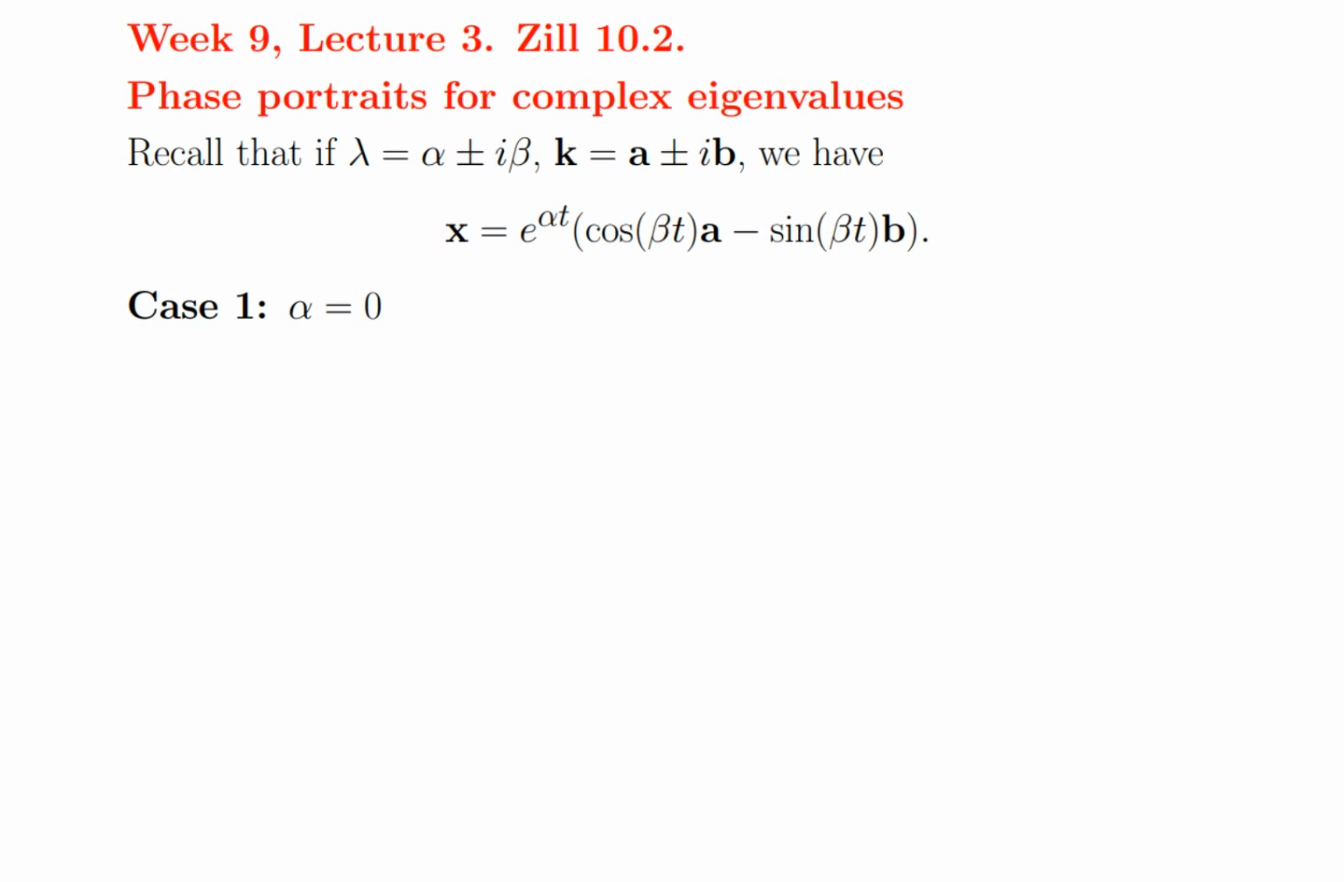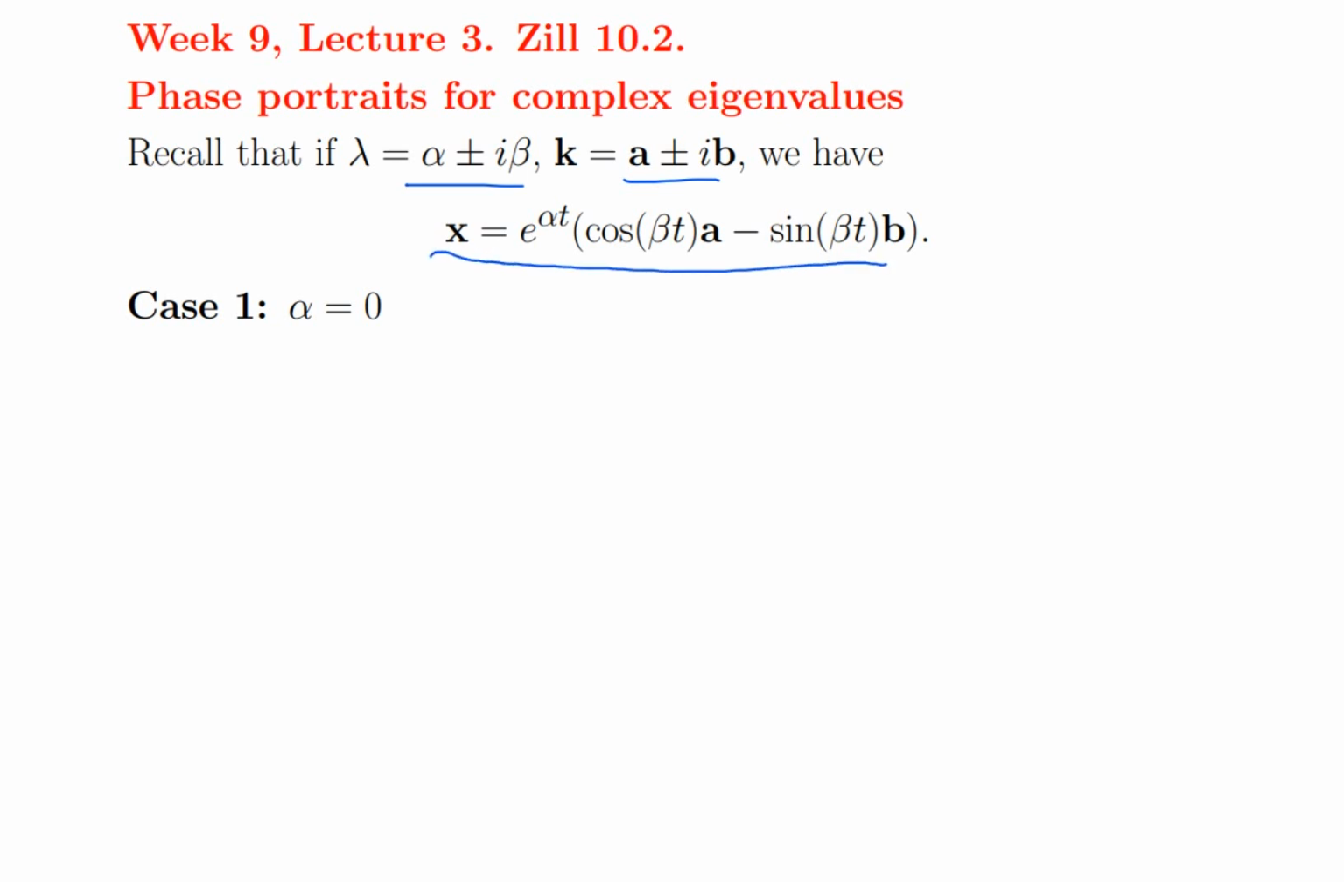We know that complex eigenvalues will always come in complex conjugate pairs, and the eigenvectors will also come in complex conjugate pairs, and a typical solution looks like this: x equals e to the alpha t, cos beta t a minus sine beta t b. That's not the general solution, that's just one solution. But as we'll see, if you can graph this one, then you've got the general phase portrait already. So the question is, what does the graph of this equation look like in the plane?